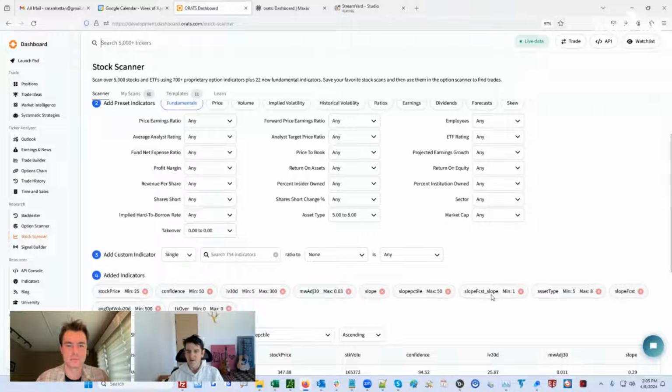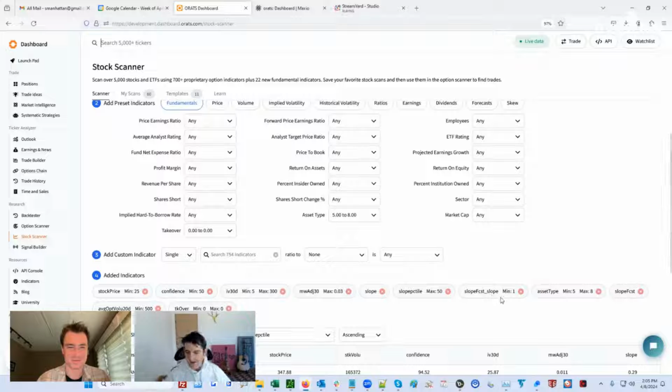Our slope percentile. My office mate wants to come in. So, here she comes. She usually helps me on these, so that's why I need her.